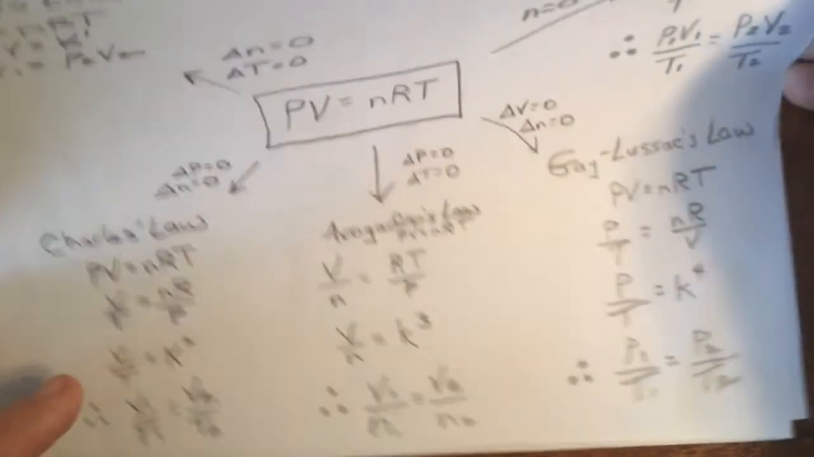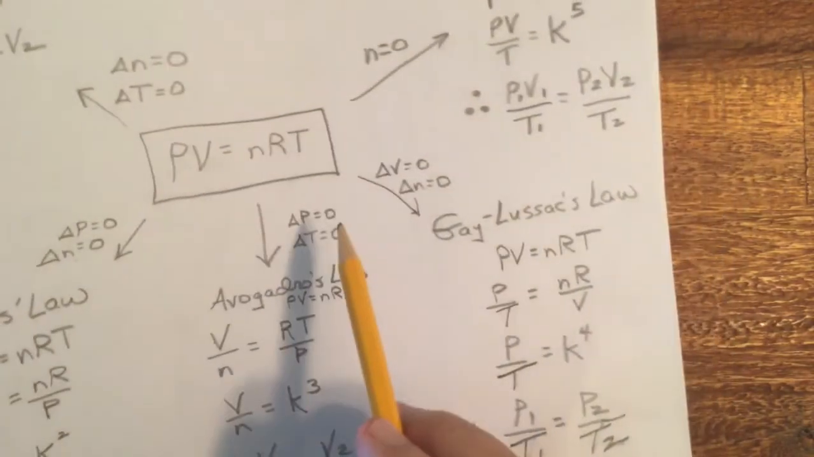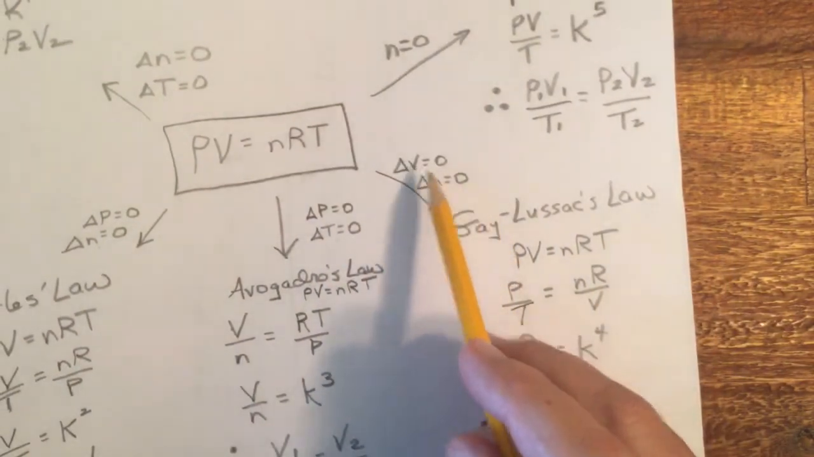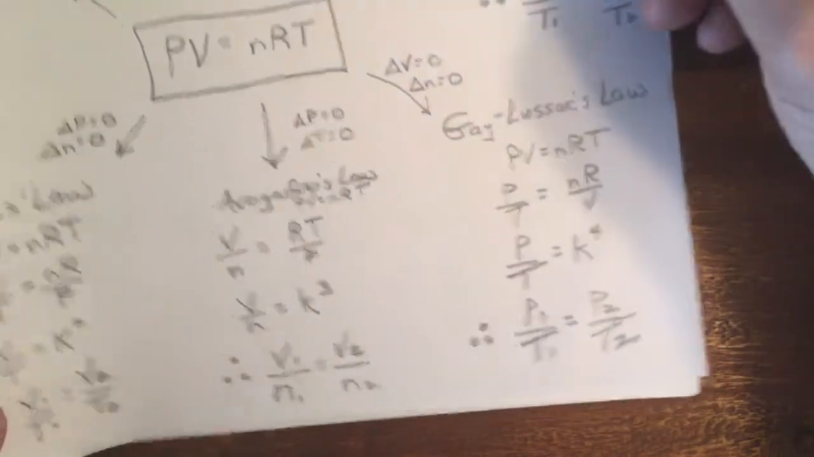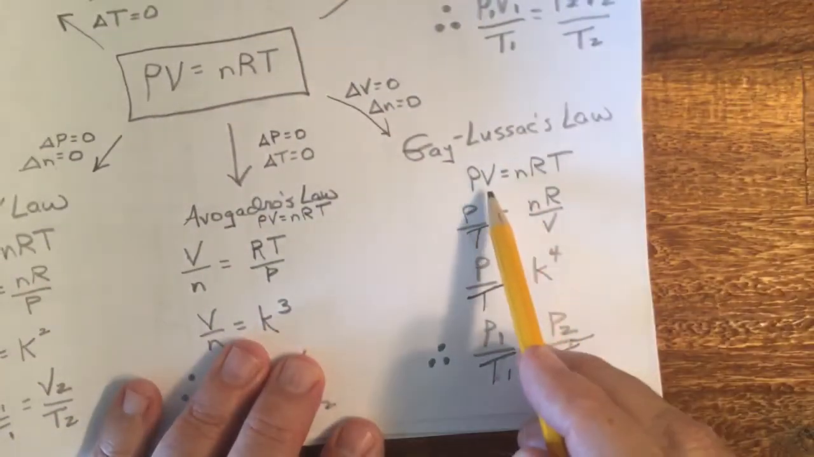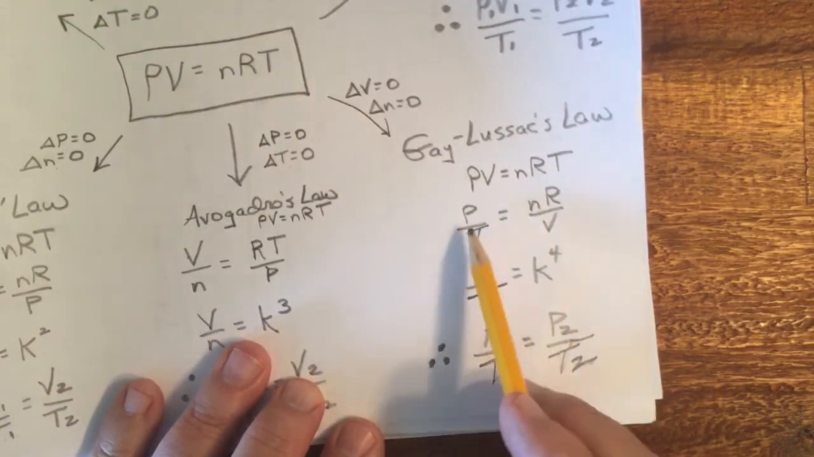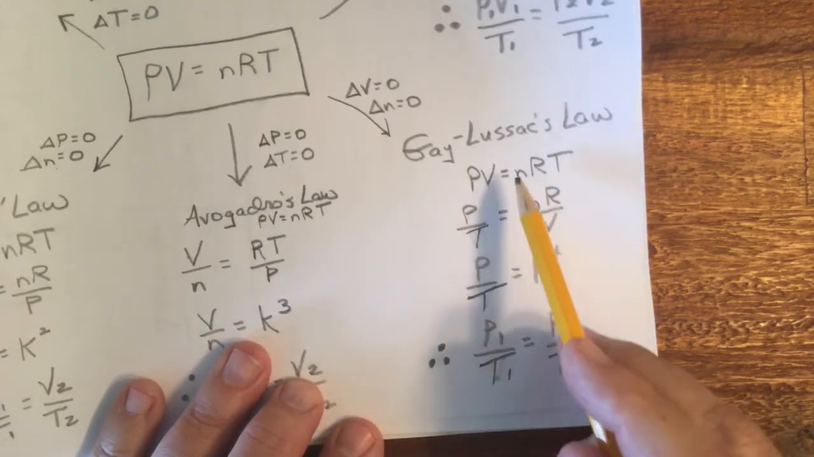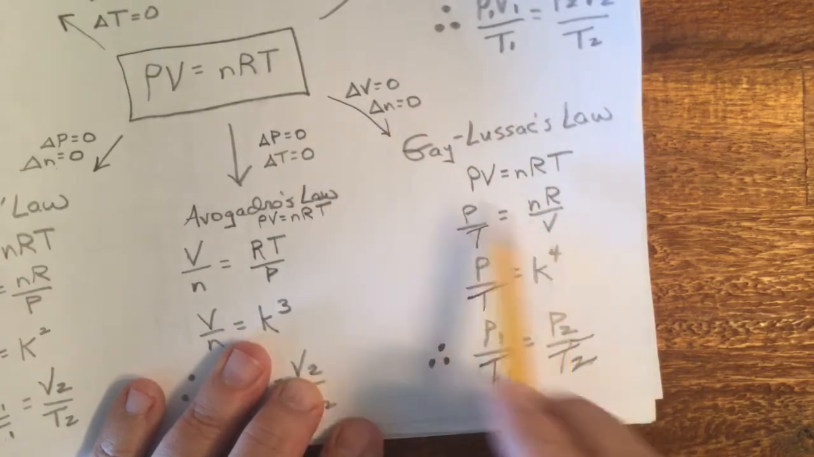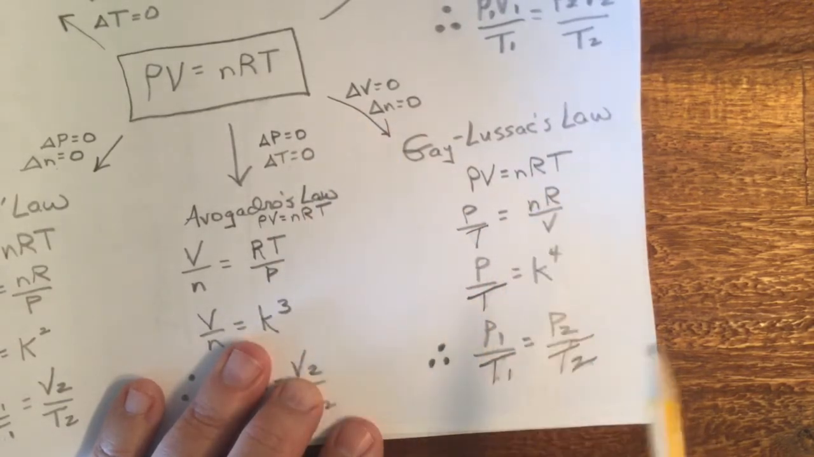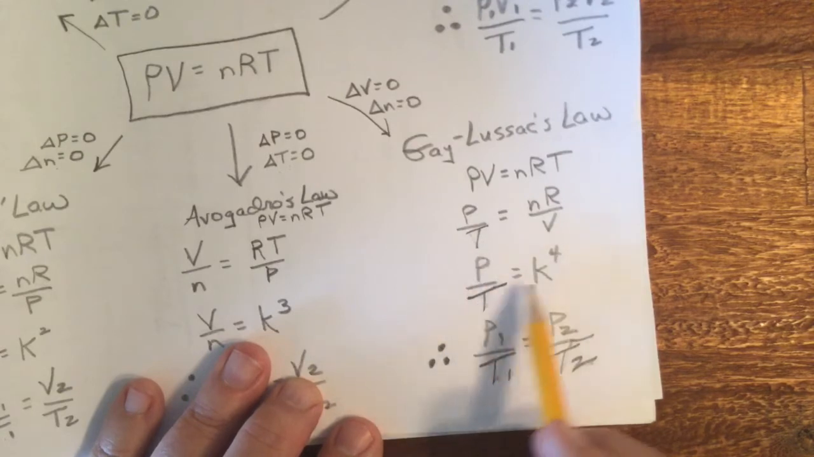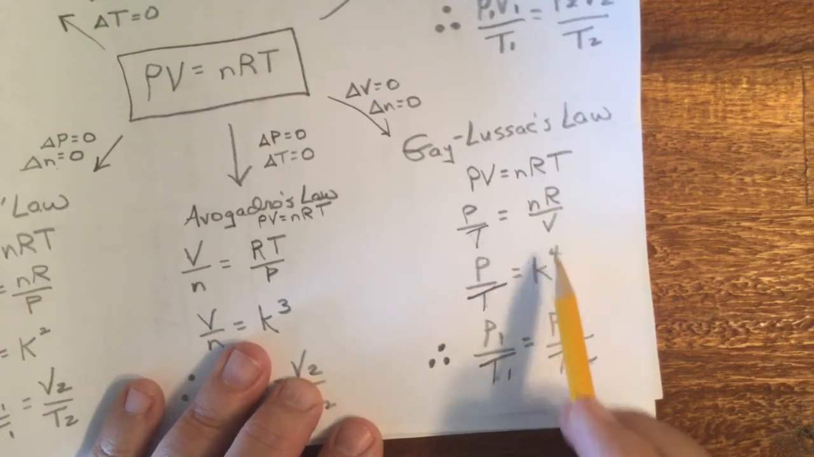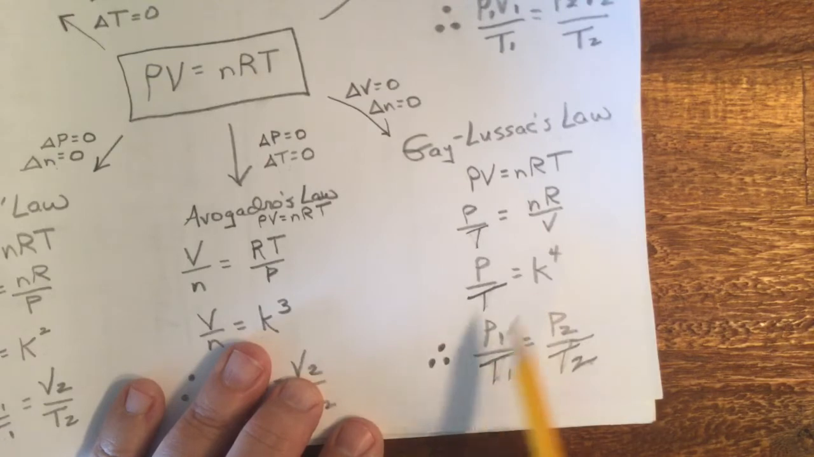I can derive Gay-Lussac's law from the ideal gas law equation. That's when volume and number of moles are constant. If that's the case, I just rearrange my ideal gas law equation, put P and T on the left side, and everything on the right is a constant. No change in number of moles, no change in volume. R is a gas constant. Therefore, this P over T equals another constant that I represent as K4 prime. And if that equals a constant, then P1 over T1 equals P2 over T2.